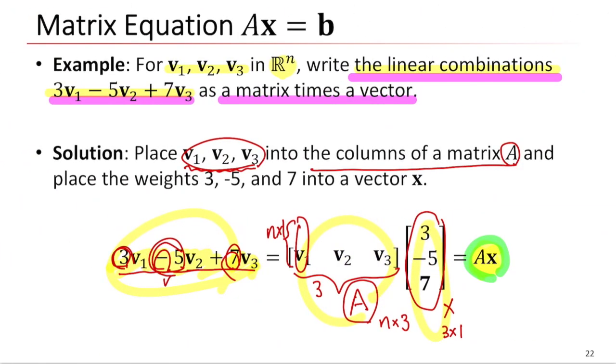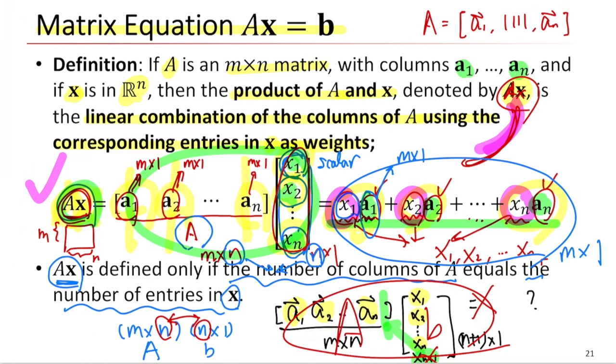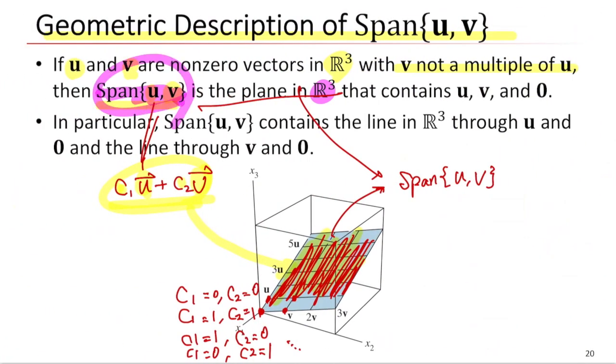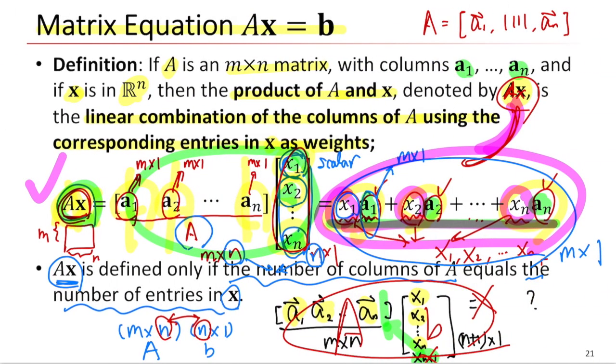Then what does that mean? It is related to the span, right? So A times x will be the span of the vectors A1, A2 through An, with arbitrary scalar values x1, x2 through xn.